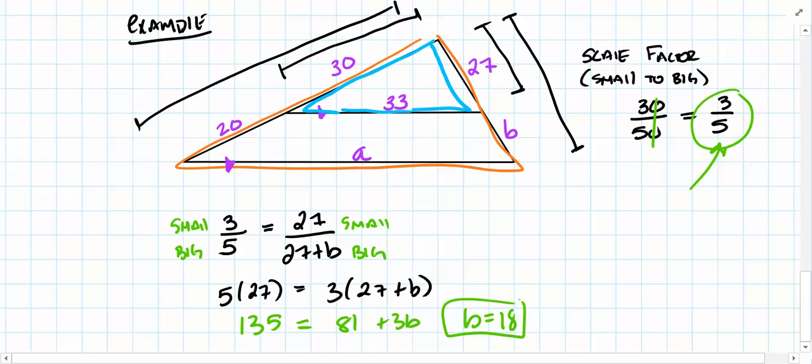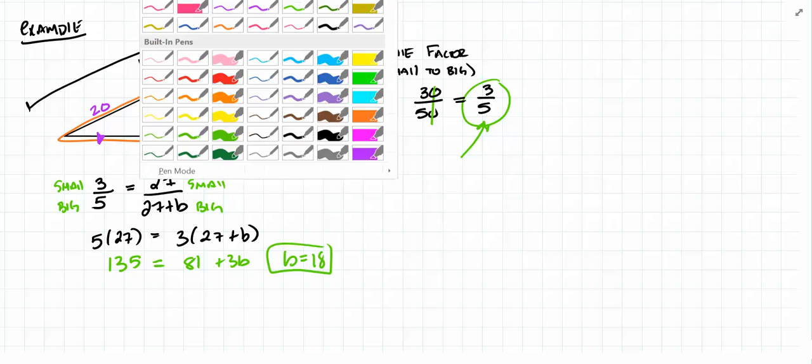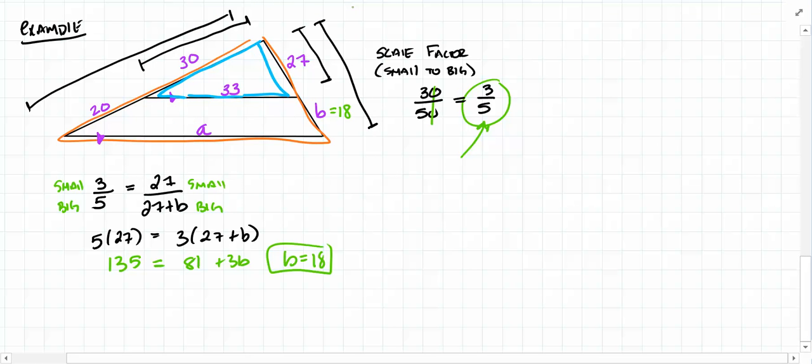Okay, we also need to get A. What are we going to do for A? It's not 66. So here's what we know. We know small to big, in a 3 to 5 ratio. What's the length of my small one? 33. What's the length of my big one? A. This one's easier, right?